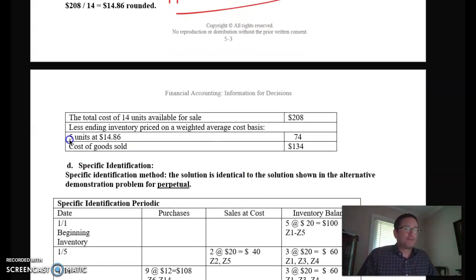So we have 5 units remaining. Whether it's FIFO, LIFO, weighted average, it doesn't matter. We have 5 units in ending inventory. That's a fact. Now, we're going to multiply that by what dollar amount? It depends if it's LIFO, FIFO, or weighted average. So we just calculated 14.86. So 5 times 14.86 is 74. 208 minus 74 is cost of goods sold. Yet another number different for cost of goods sold.